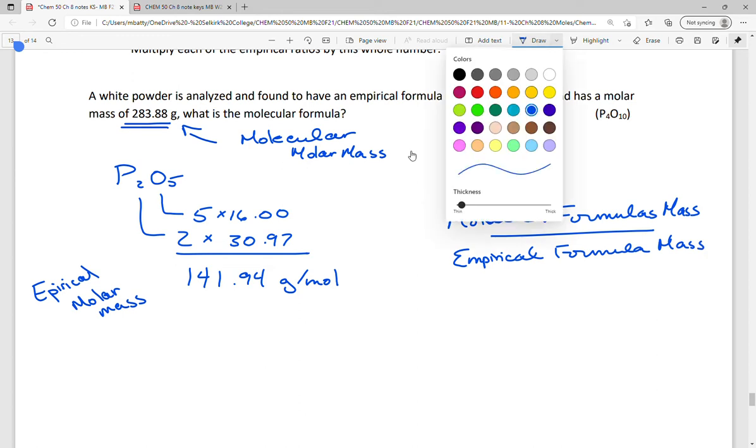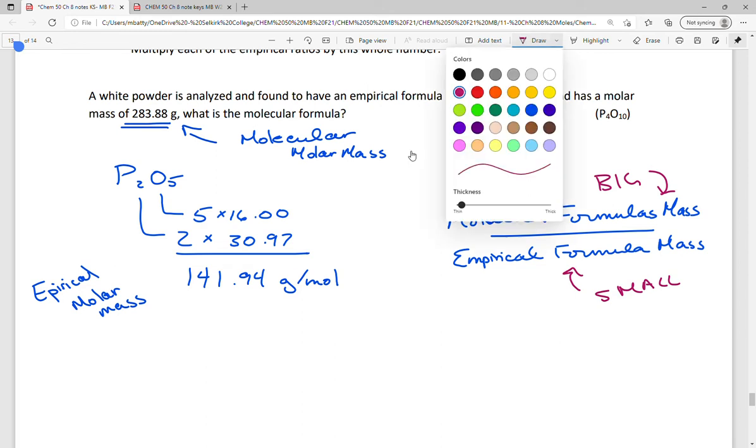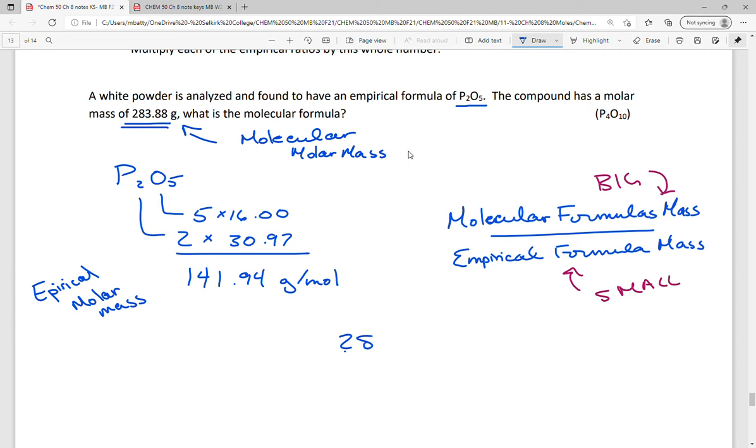And honestly, I always annotate things this way. This one's going to be the big number. This one's going to be the small number. What we're looking for is that whole number ratio that scales up or scales down between them. So in this case, we've got 283.88 divided by 141.94. This gives me that scale version of what's going on. So this works out to 2.